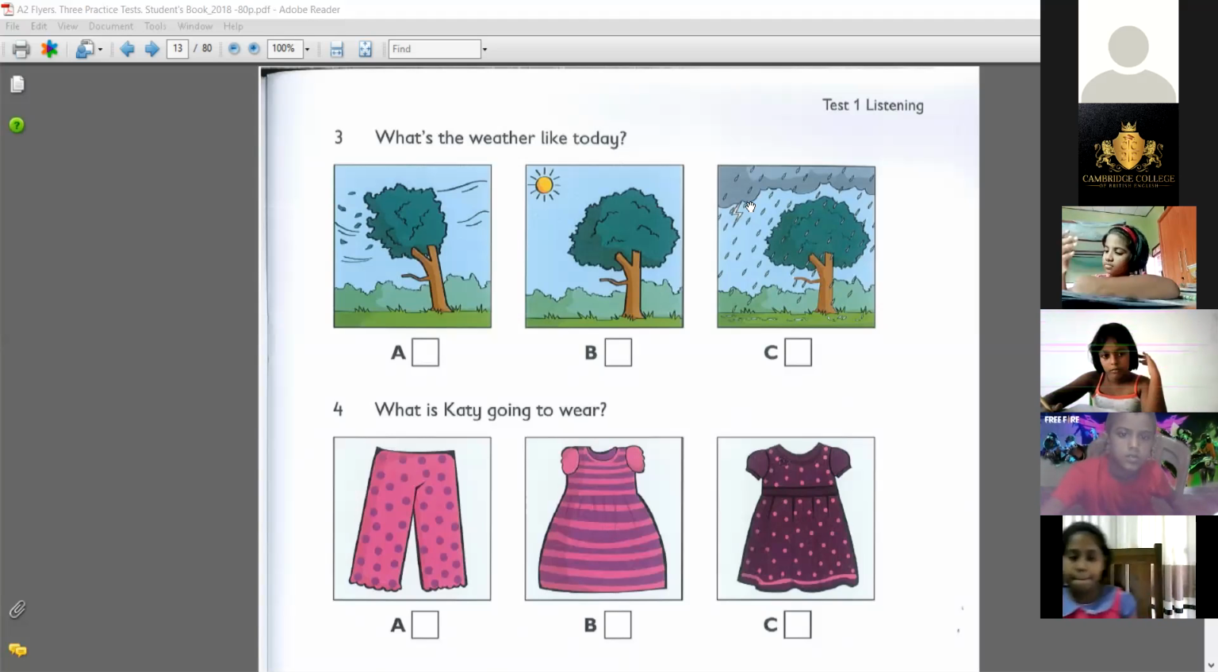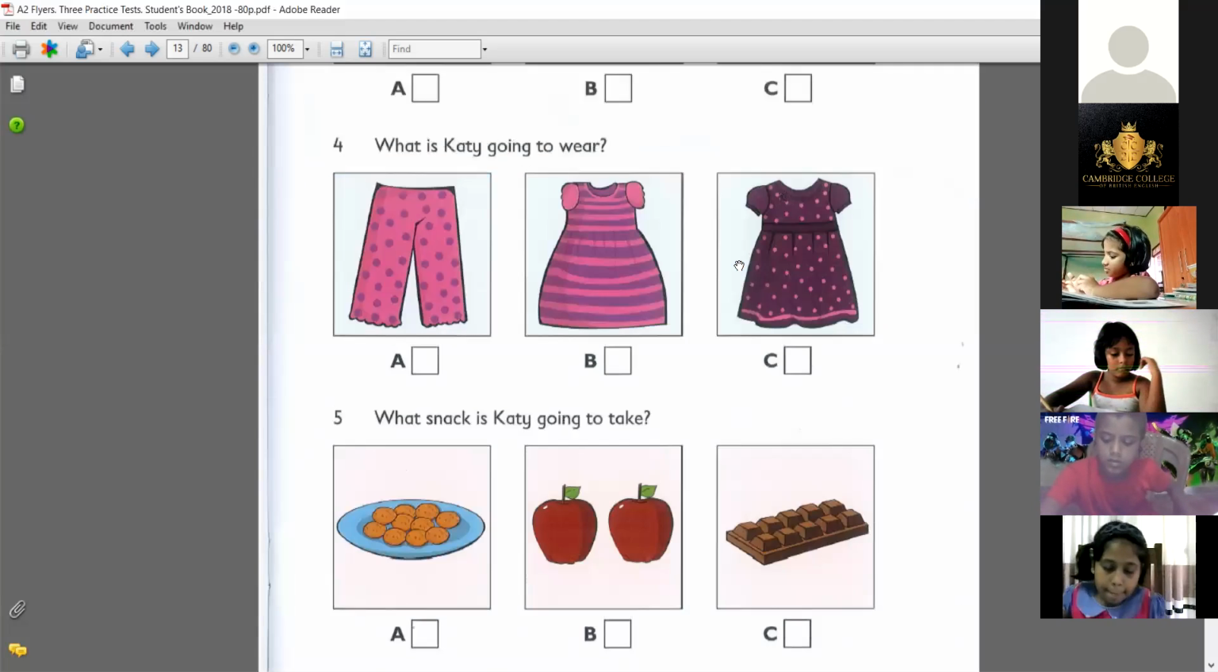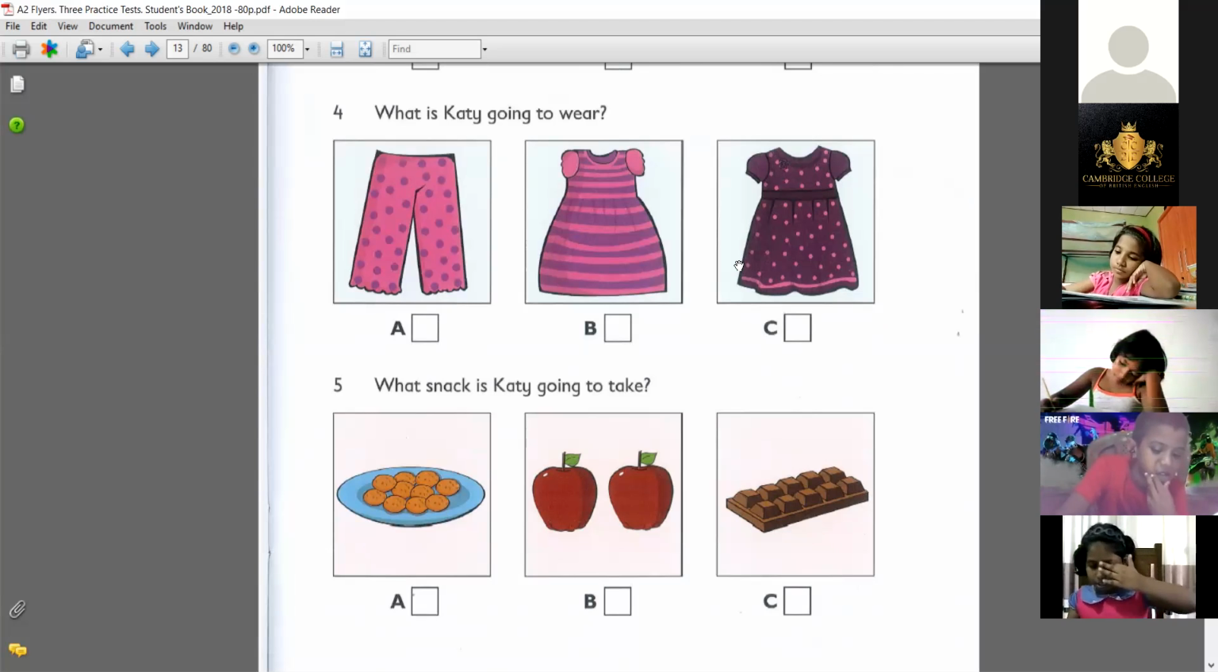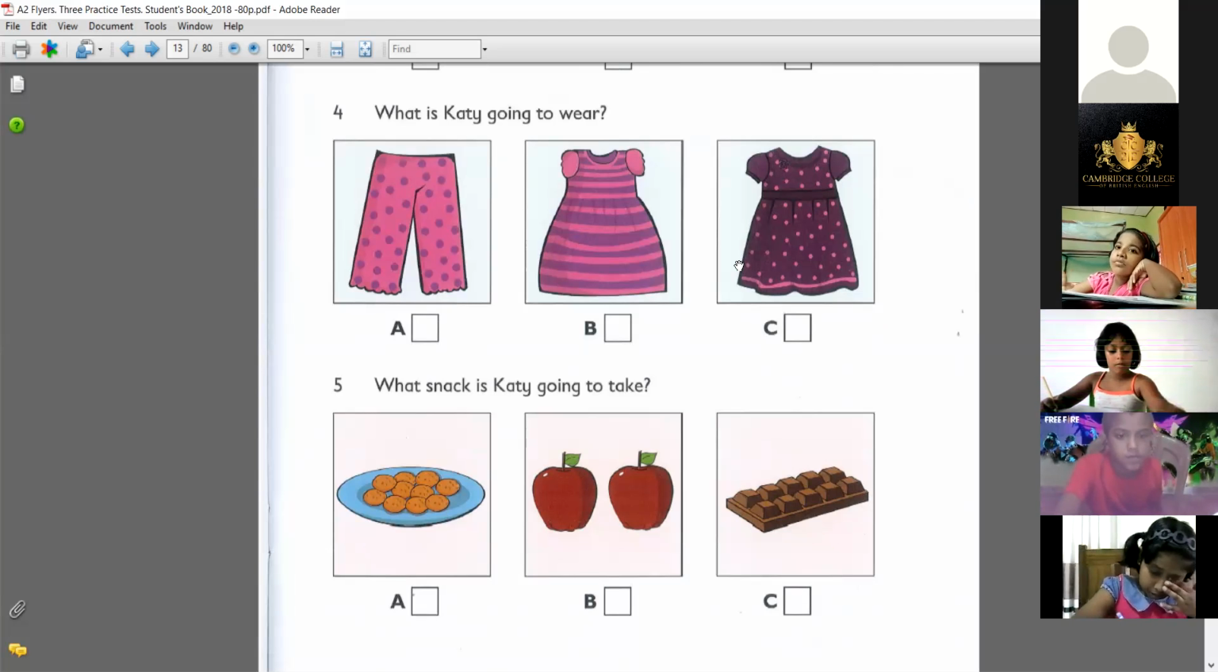Four, what is Katie going to wear? What are you going to wear, Katie? I want to wear my purple and pink spotted dress. Yes, good idea. Where is it, Dad? I put it in your cupboard next to your striped shorts. Okay, I'll go and get it. Thanks.